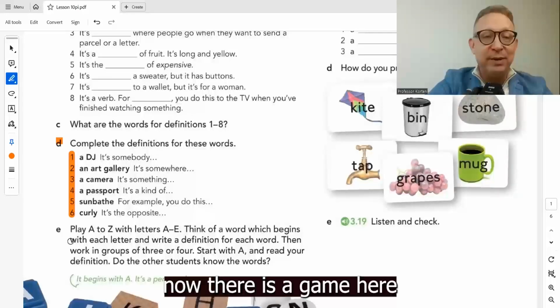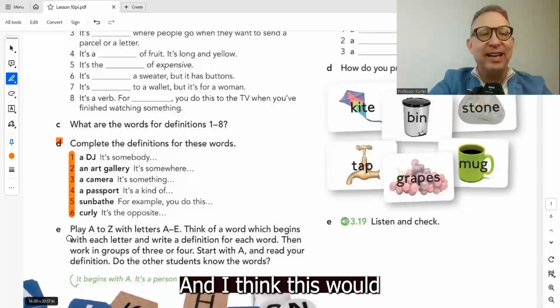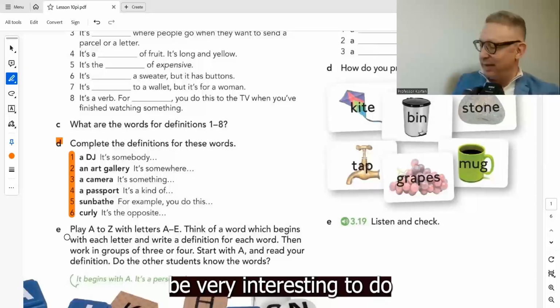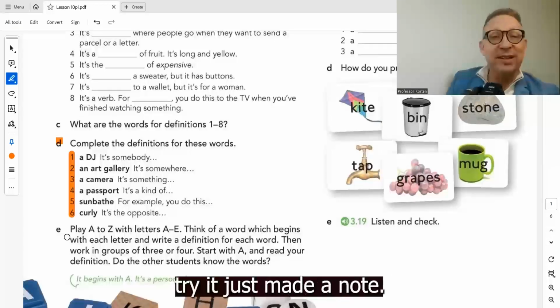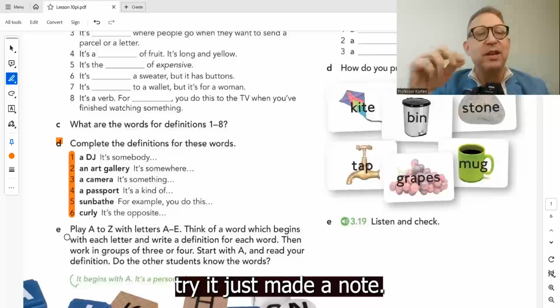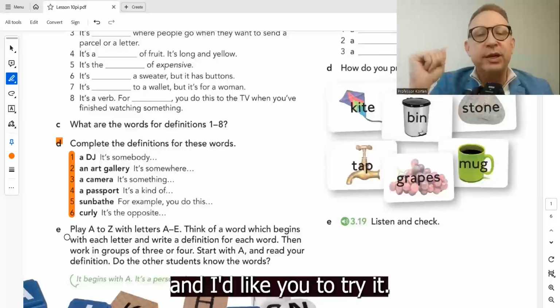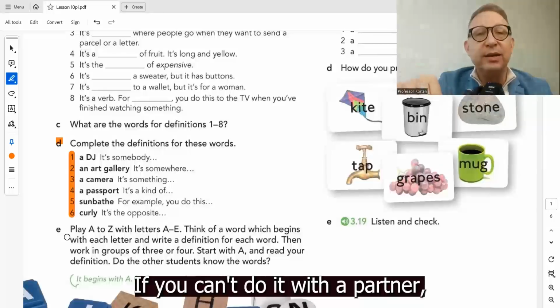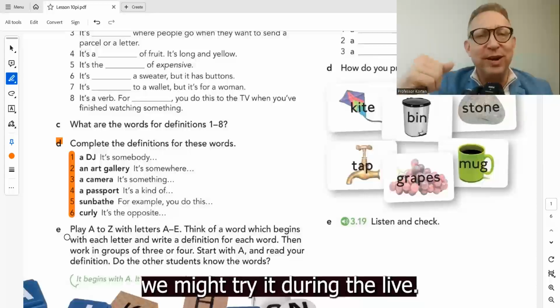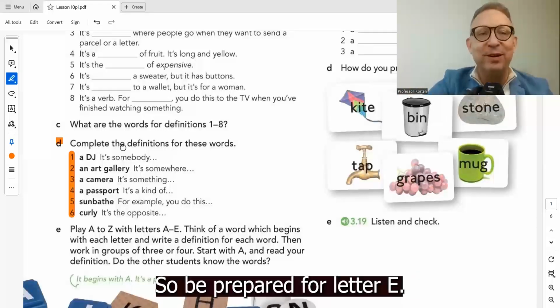Now, there's a game here that you can play, and I think this would be very interesting to do. And we're going to try it. Just made a note. We're going to try these, and I'd like you to try it. If you can't do it with a partner, we might try it during the live. So be prepared for letter E.